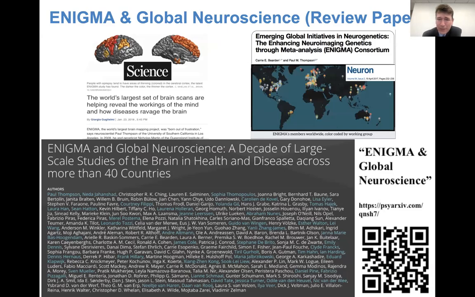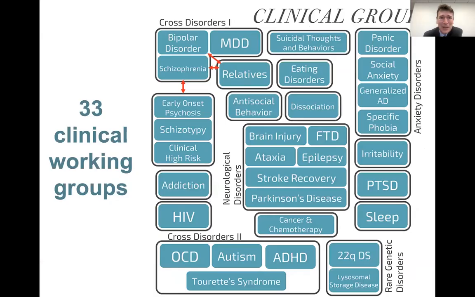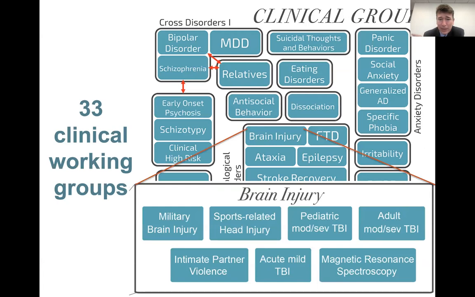So there's been a couple of reviews of Enigma. You're welcome to have a quick look through these. The work is organized by working groups. There are over 30 clinical working groups, each of them studying a different disorder with the same techniques. You'll see a number of groups focusing on neurological and psychiatric disorders or neurodevelopmental disorders. Even within these conditions, there are many subtypes. So brain injury, Enigma's group on that has a military component, a sports-related component, concussion and brain injury that can arise in different contexts with different causes and consequences.